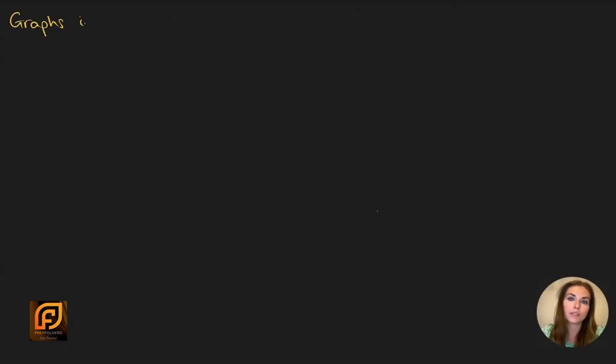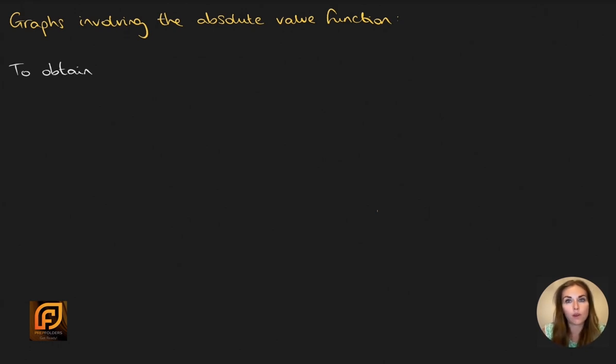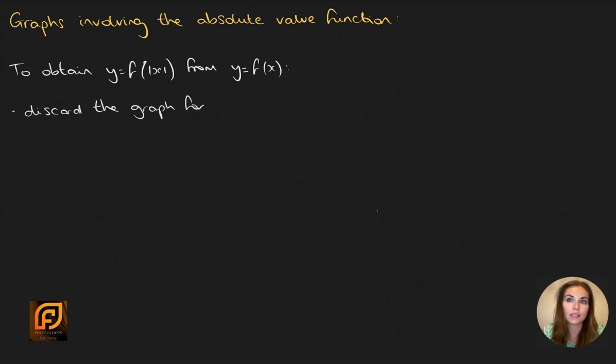Let's look at some graphs involving the absolute value function. That is, for a function f of x, the graph of y equals f of the absolute value of x, and the graph of y equals the absolute value of f of x. To graph y equals f of the absolute value of x from the graph of y equals f of x, we firstly discard the part of the graph where x is less than 0 and reflect the graph of x greater than or equal to 0 in the y-axis, keeping what was there.